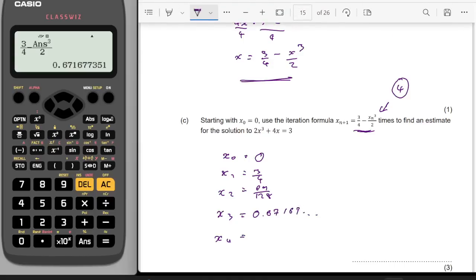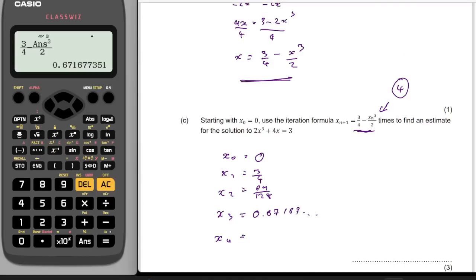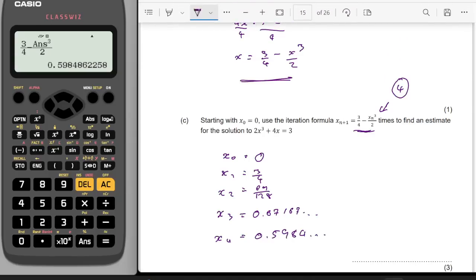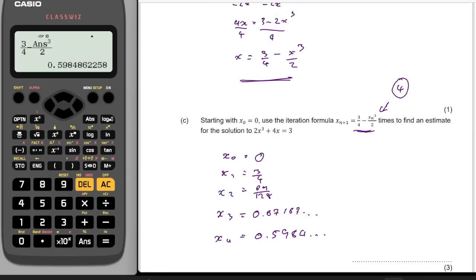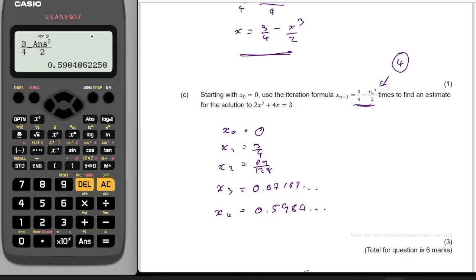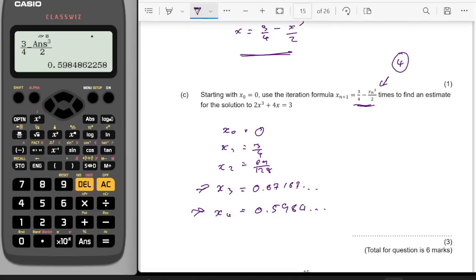And then my next value is 0.5984... So we're going to go. I always debate on this, having done A level. So it's going to say to an appropriate degree of accuracy. So it's going to be one of these two values, depending on whether it wanted us to do it 3 times or 4 times. Let's say 4 times.